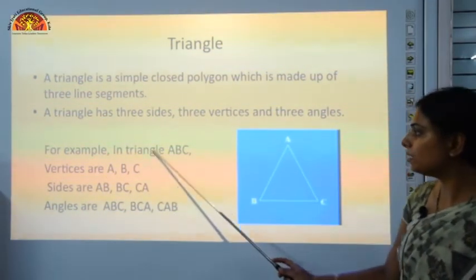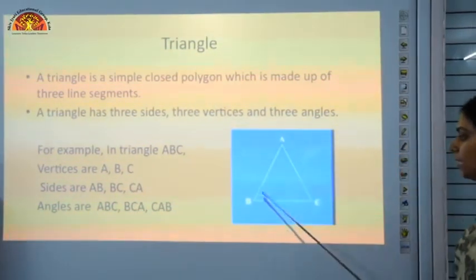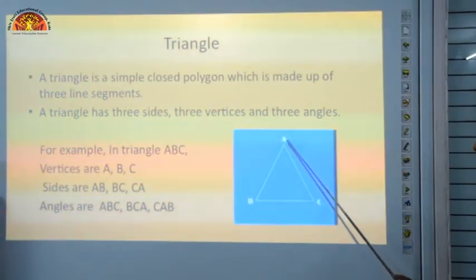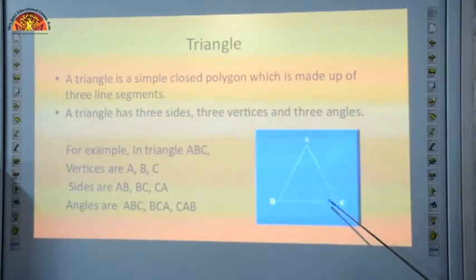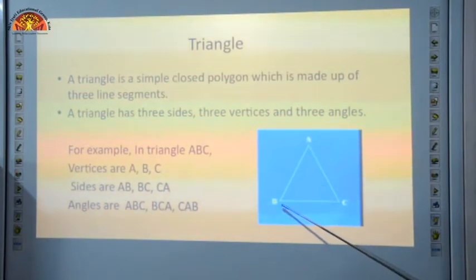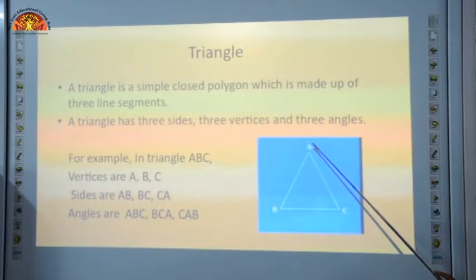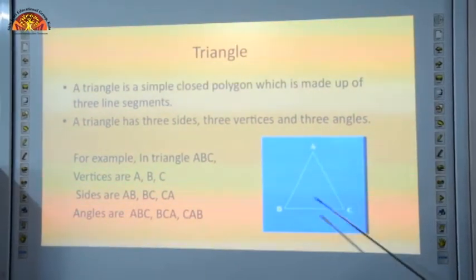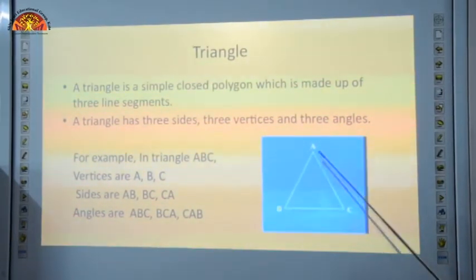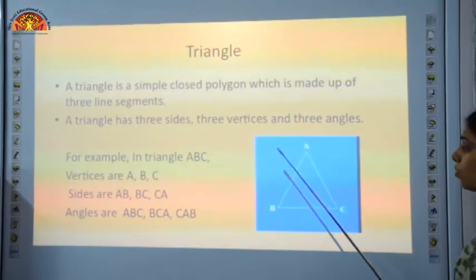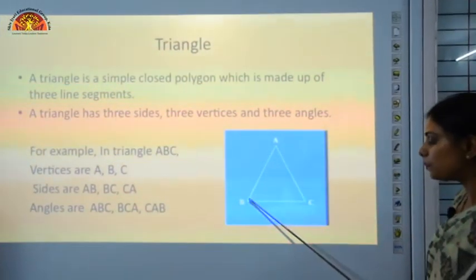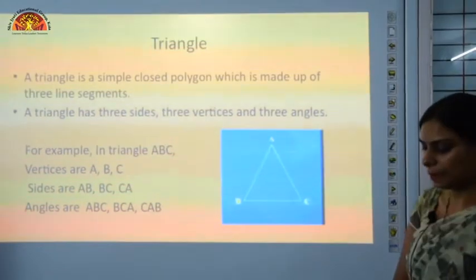For example, in triangle ABC, vertices are A, B, C, sides are AB, BC and CA. Angles are angle ABC, BCA and CAB. These can also be called as angle A, angle B and angle C.